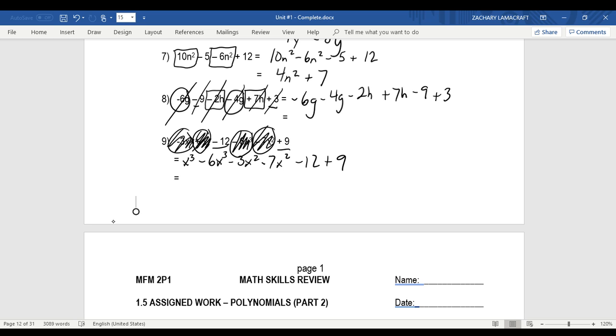No? Okay. Cool. x to the 3 minus 6x to the 3. That's just basically like 1x. So 1 minus 6 would be negative 5x to the 3 or negative 5x cubed. Then we have negative 3x squared minus 7x squared. So we've got negative 3, we go further into the negative, 10x squared. And then finally, we end up with negative 12 plus 9. So negative 12 being further in the negative than 9. So when we add the 9, it actually ends up being negative 3. Okay?